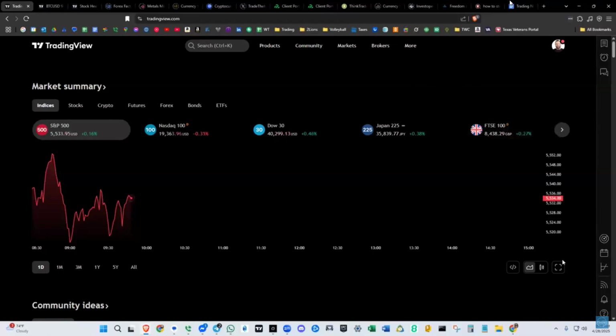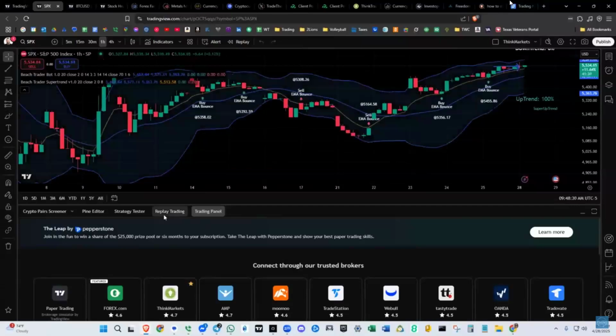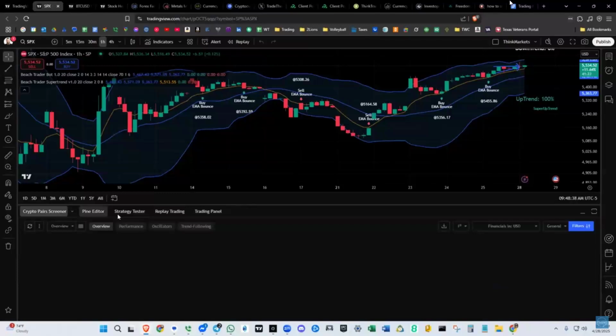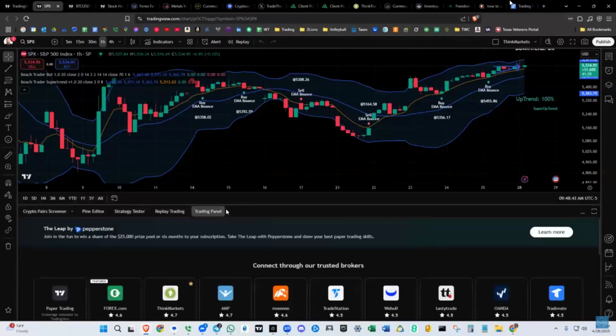Okay, once you've signed up with Think Markets, go to your TradingView account. And then there's a little trading panel here at the bottom. If you can't find it, you can hit the search button and search for it. But it'll be right down here at the bottom where you've got the strategy tester and everything. Go to the trading panel.